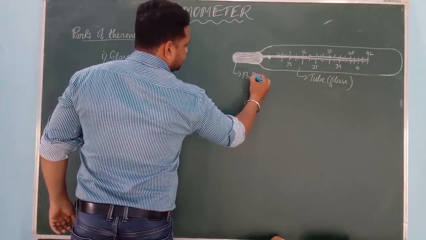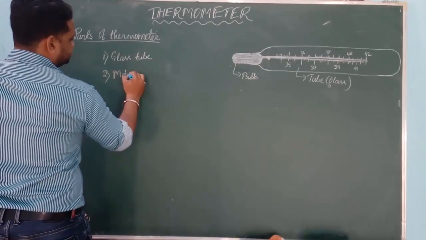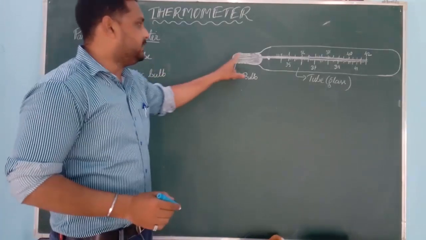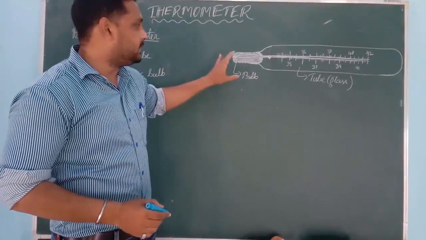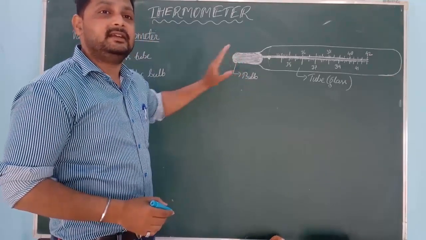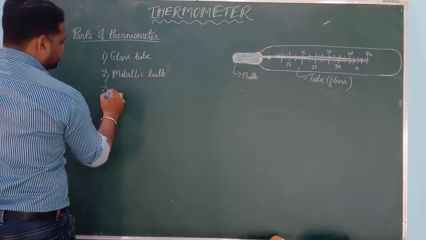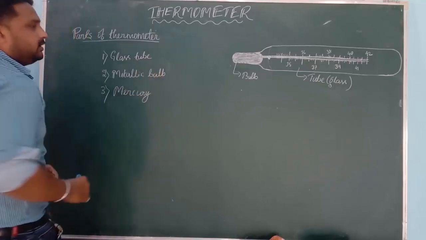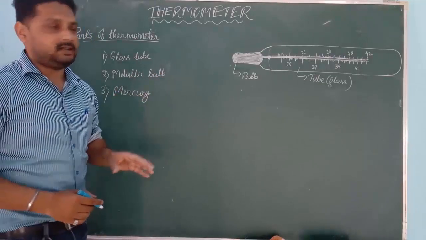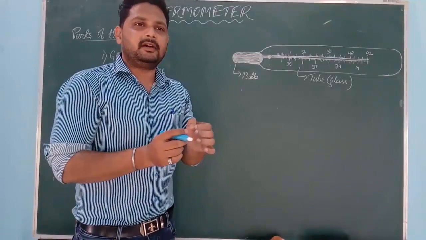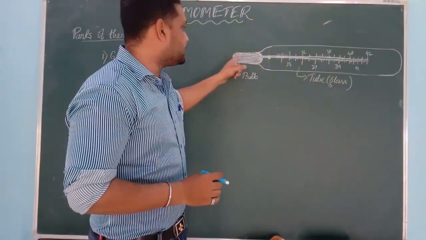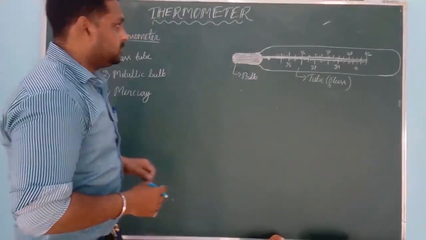This metallic bulb, which is made of metal, contains a liquid. What is that liquid? Mostly it is mercury, which is a metal. Mercury is the only metal which is liquid at room temperature, and this liquid is present in the metallic bulb.